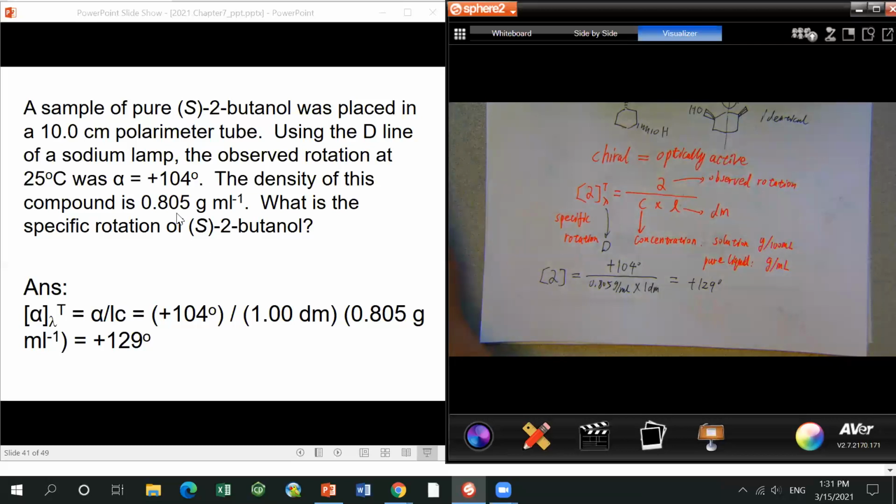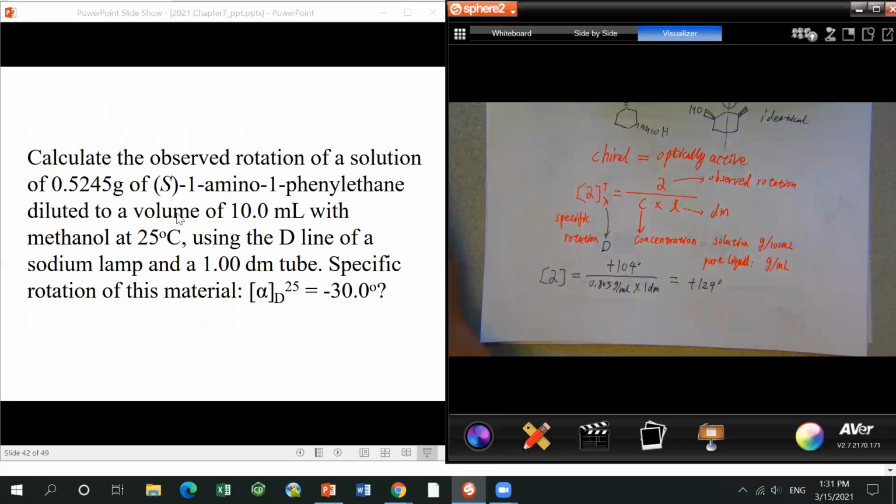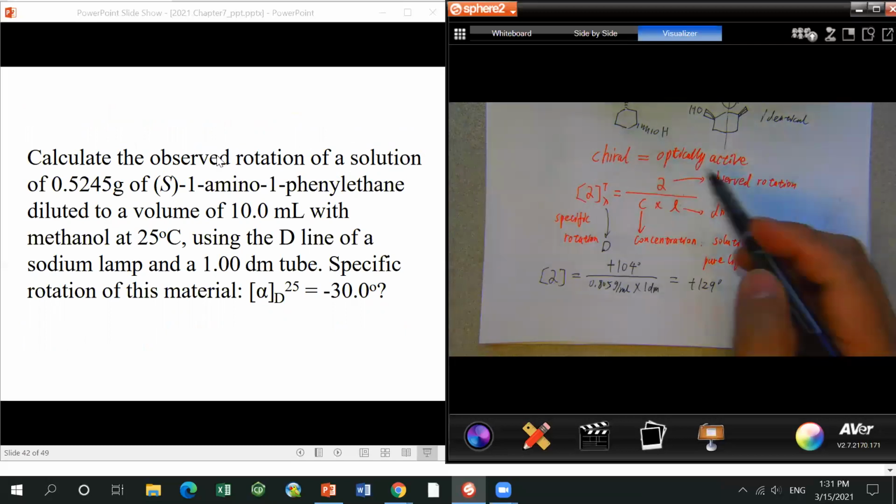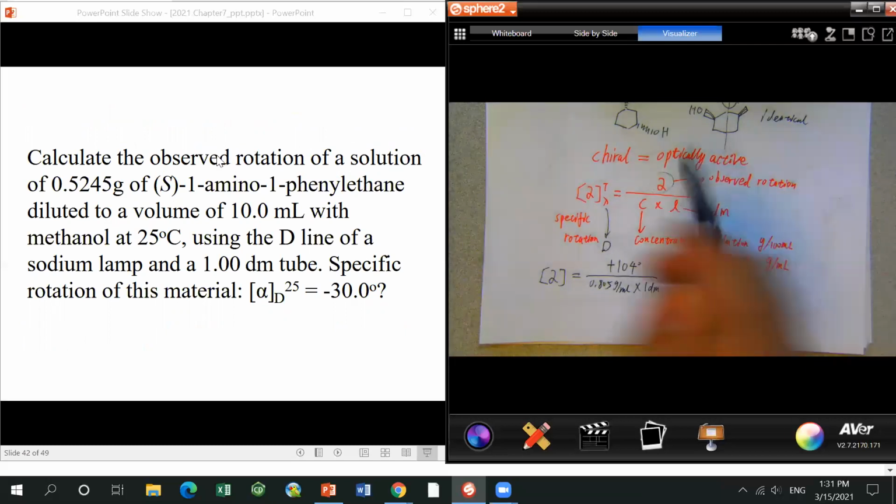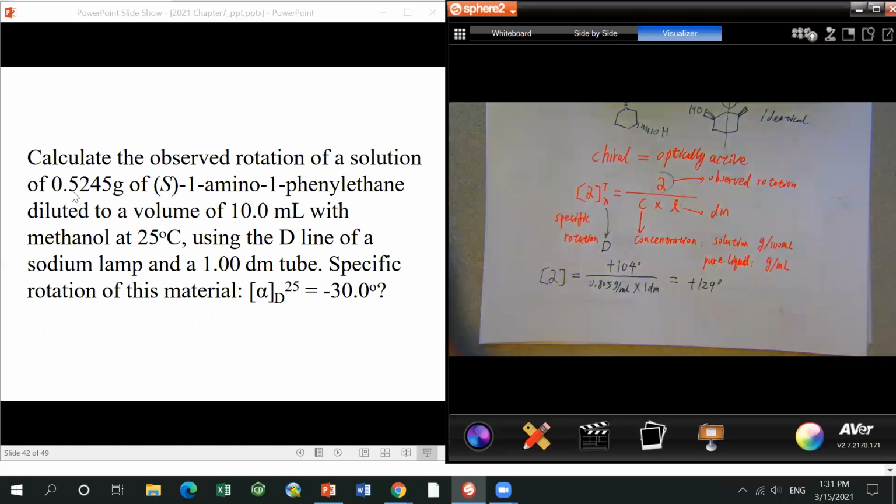Now another example. Here it asks what the observed rotation is. Keep in mind this time I'm asking about this compound: 0.5425 grams dissolved in 10 ml of methanol. So now we have a solution. The cell length is 1 decimeter, and this time the specific rotation is told to you: minus 30 degrees.